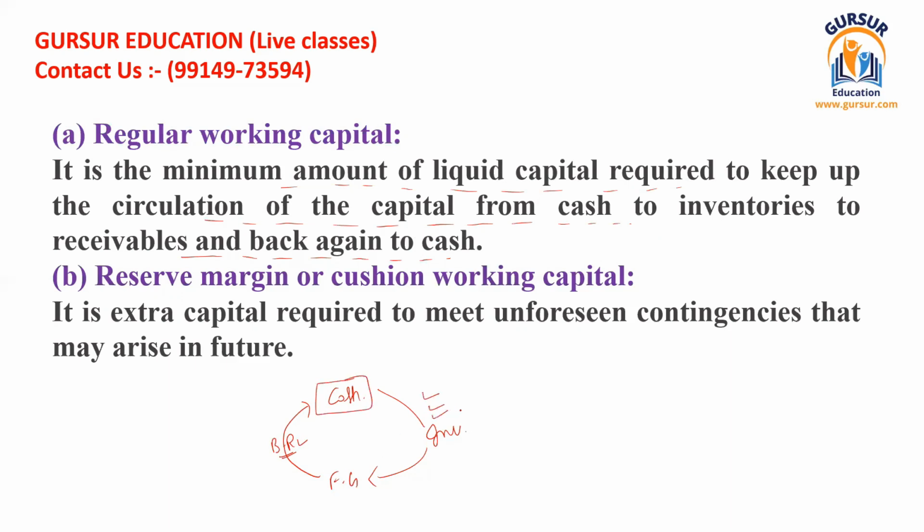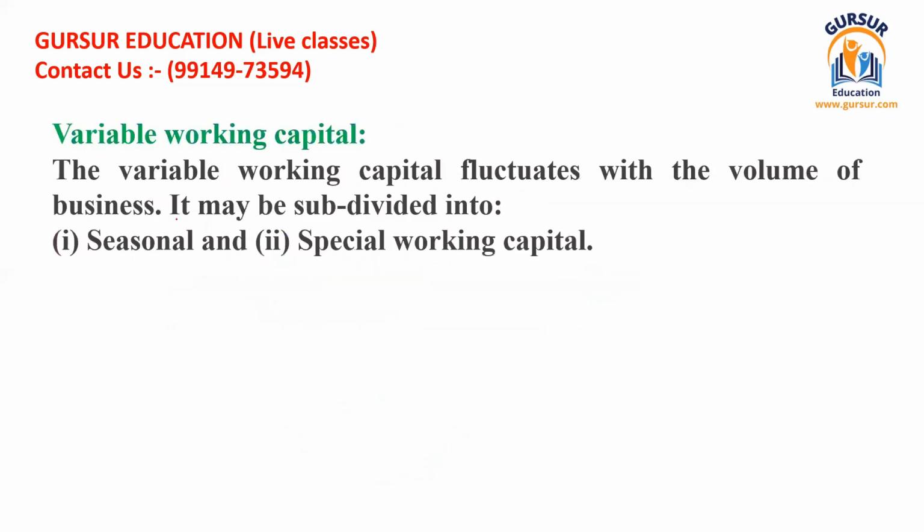For making this circulation at pace or on a regular basis, you need funds, and this is known as regular working capital. And after that there is reserve margin or cushion working capital. Sometimes you have to take into account some extra capital required to meet some unforeseen contingency which may arise in the future. So this is known as reserve margin or cushion working capital. Then what does variable capital mean? This is different from permanent working capital.